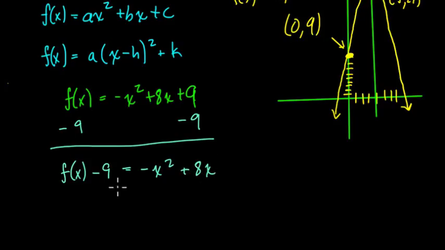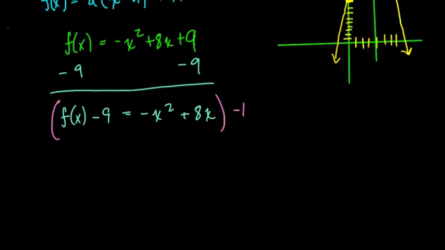And I like to do that first move because now when we complete this square, I find that I make fewer mistakes. So we're about to complete the square, but before we do that, I don't like this negative sign right here. That throws me off. I want this to say positive x squared, and the problem becomes a lot easier to deal with if I can turn that into a positive. So I multiply everything by negative 1. What will that do? Well, f of x becomes negative f of x. Negative 9 becomes plus 9. Negative x squared becomes x squared. And positive 8x becomes negative 8x.